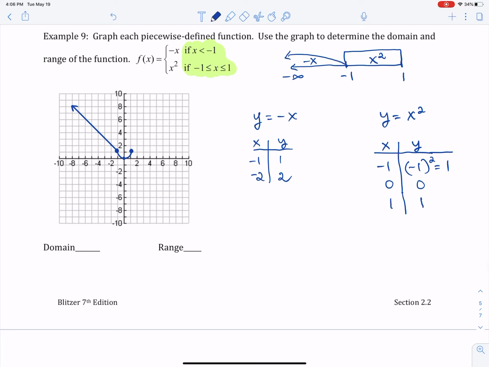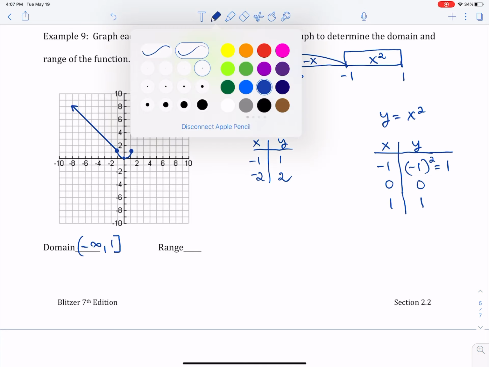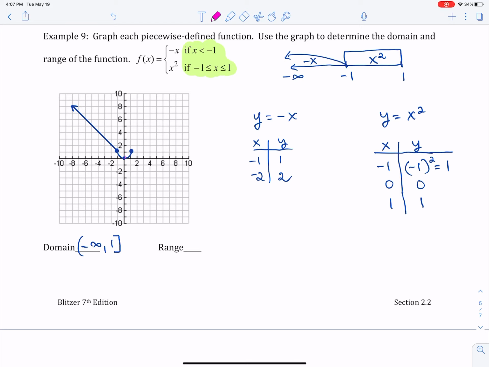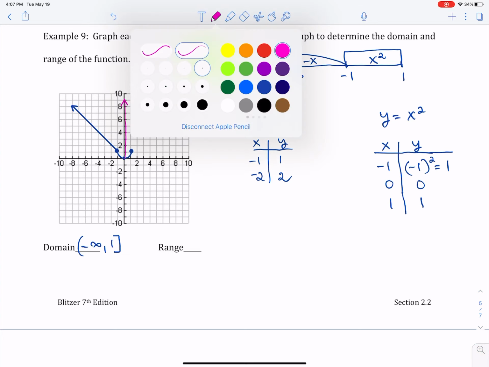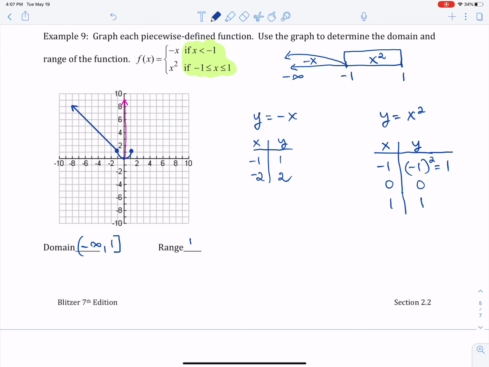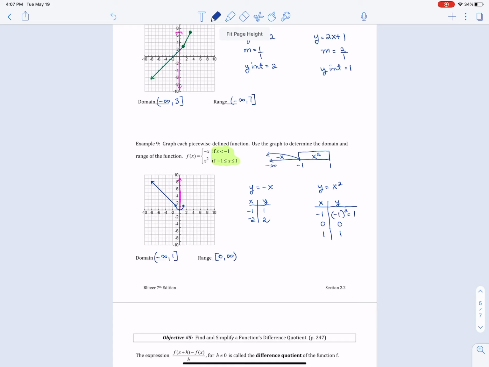Well, what's the domain? The domain is given to be from -infinity all the way up to 1. At 1 it finishes with including. And then for the range, I'm gonna look at the y values, which look like they're all over here. The lowest y value is 0, so the range is gonna be from 0 including up to +infinity. And I'm gonna stop here.